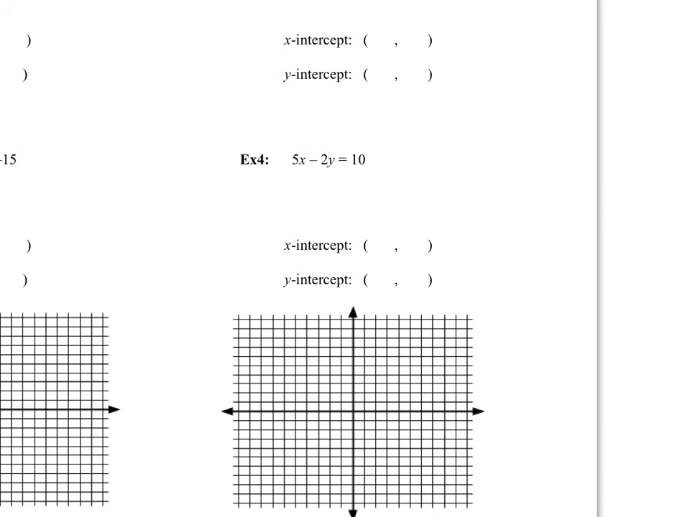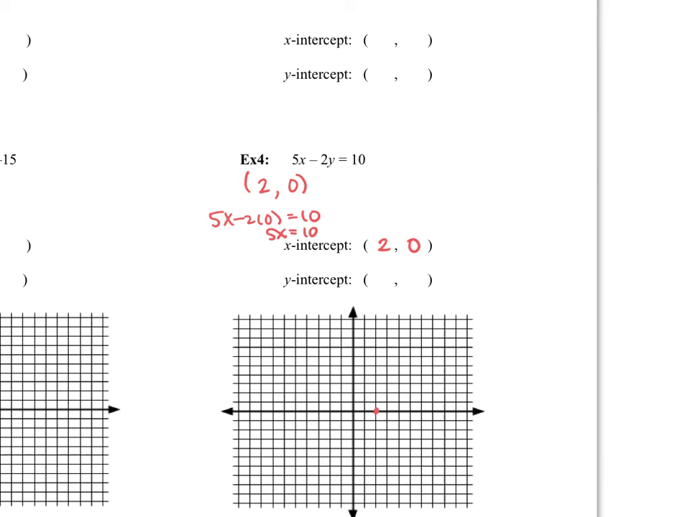So on example 4, when I'm finding the x-intercept, I know that an x-intercept occurs when the y value is 0, so I'm simply going to replace y with 0 in my equation, which would get me 5x minus 2 times 0 equals 10, which would get me 5x equals 10, and then if I divide both sides by 5, I'm going to get 2. So I've got (2, 0).